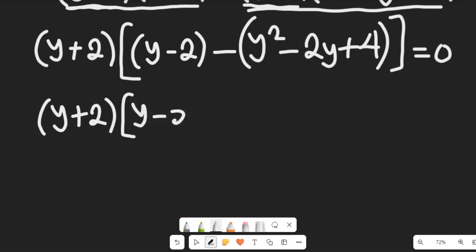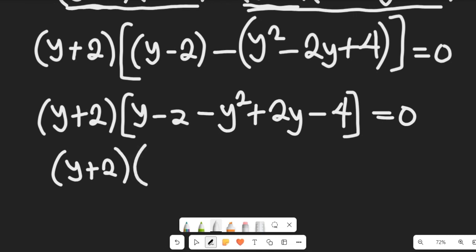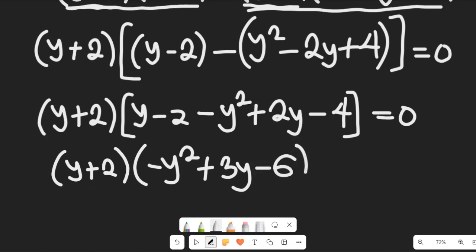Y minus 2 minus y squared plus 2y, and this will give us minus 4, and all these will be equal to 0. This is going to give me y plus 2 on this side, and then we are going to have negative y squared, right? While this will give us plus 3y, right? While this will give us minus 6, and all this will be equal to 0.